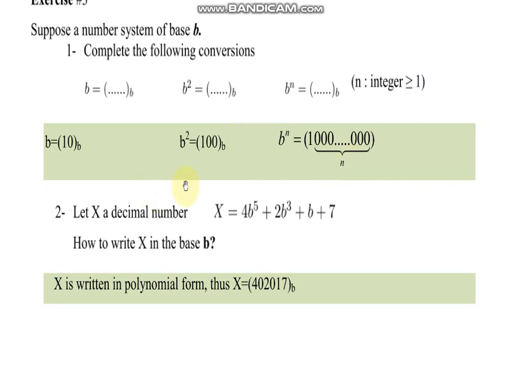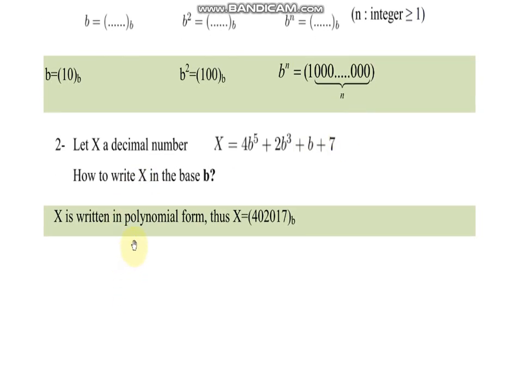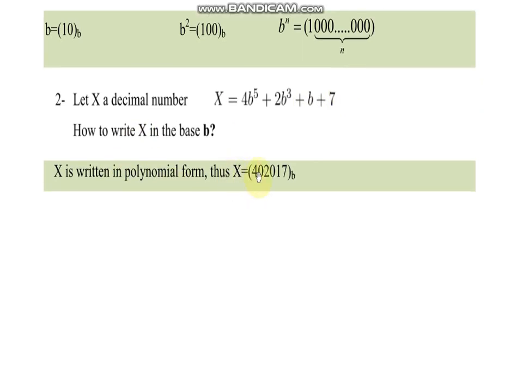Let x be a decimal number, x equal to 4b^5 plus 2b^3 plus b plus 7. How to write x in the base b? Here we can imagine this writing as a polynomial form. So x equal 4b^5 plus 0b^4 plus 2b^3 plus 0b^2 plus 1b^1 plus 7b^0. So x is written in base b as 4, 0, 2, 0, 1 and 7.